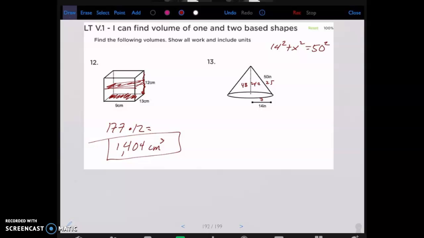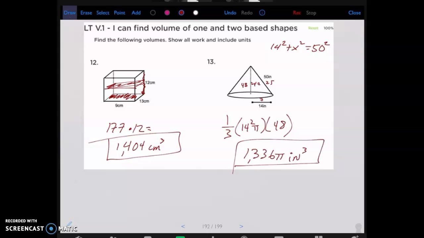So because it has one base, we're going to multiply by 1/3 area of the base, which is going to be 14 squared times pi, times the depth, or the true height, which is 48. So 14 squared times 48 divided by 3 gives me 1,336 pi inches cubed.